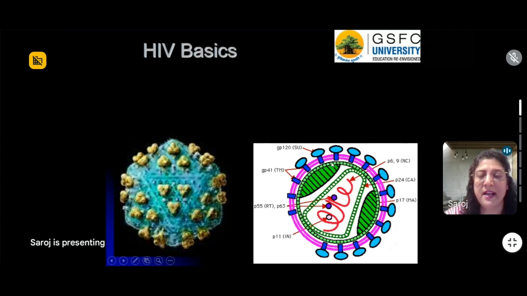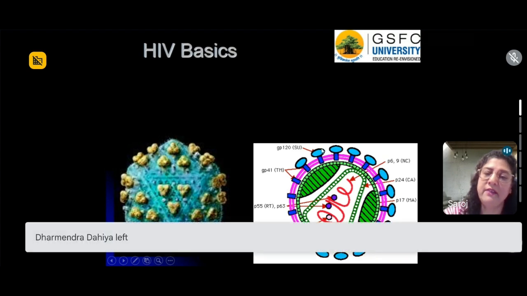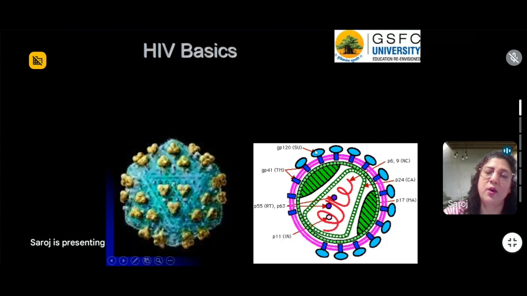So few things will stand out. One is this GP. These are the surface glycoproteins. You can see that HIV is an enveloped virus. It has an envelope, and this envelope has certain glycoproteins. The first glycoprotein which you see in this round is the GP120. This is a surface unit. But this surface unit has this transmembrane domain which is GP41. So with GP120 and GP41, these are the units which are used by the virus to infect the CD4 cells.